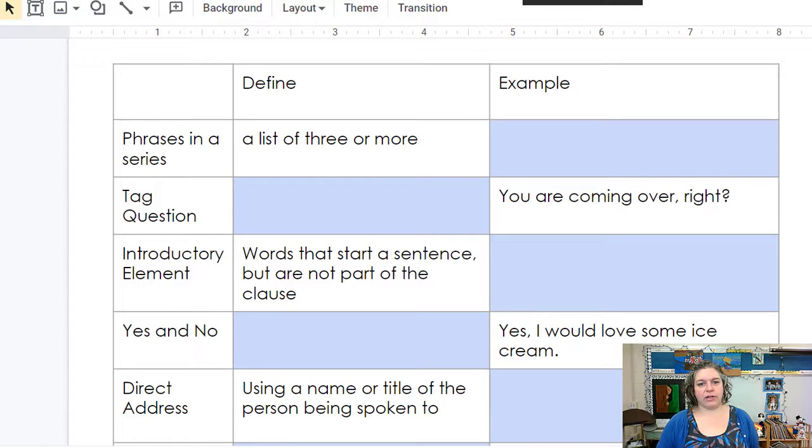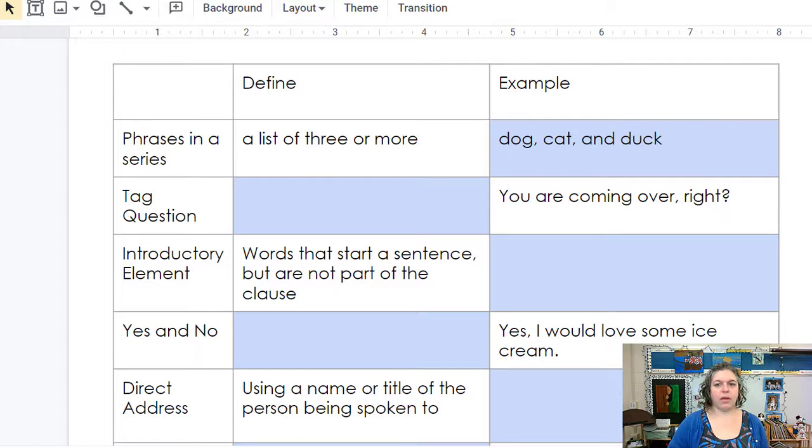Looking at phrases in a series, it's when we have a list of 3 or more items. So our list could be dog, comma, cat, comma, and duck. So if we were talking about the animals that we own, we could say I own a dog, comma, cat, comma, and duck. So there's a comma after the first 2, not after the third, and then our and or would be put after that second comma.